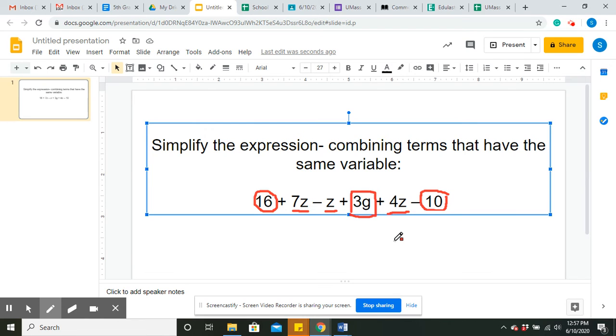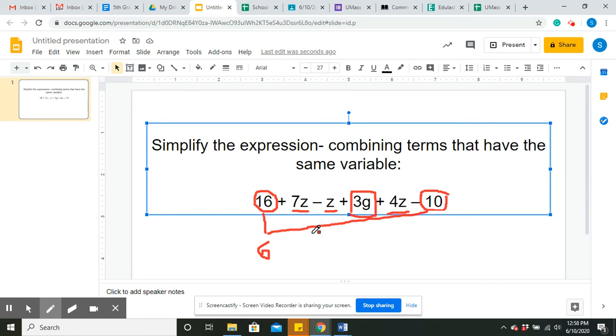Now I want to think about how I can combine any of the terms that are the same. So for example, I have two terms that include whole numbers, 16 and 10. So I'm going to combine those. I'm just going to show that I'm combining them like this. Now remember that if I have the minus sign, I have to take that away. So 16 minus 10 would give me 6.